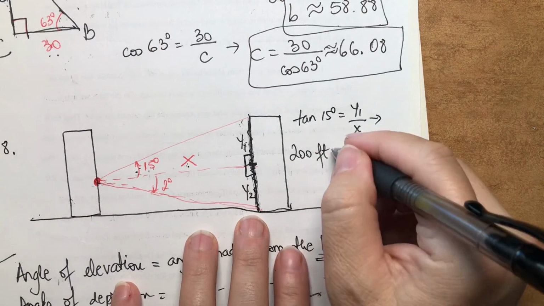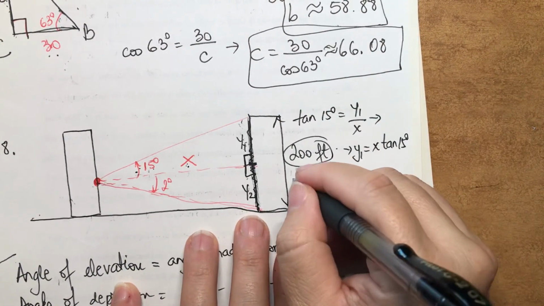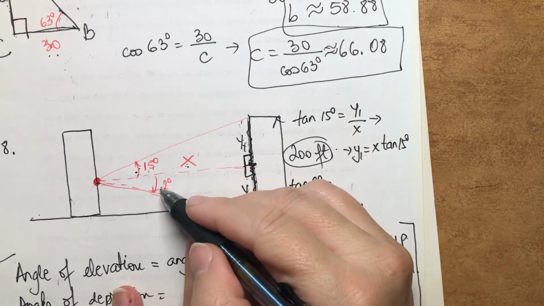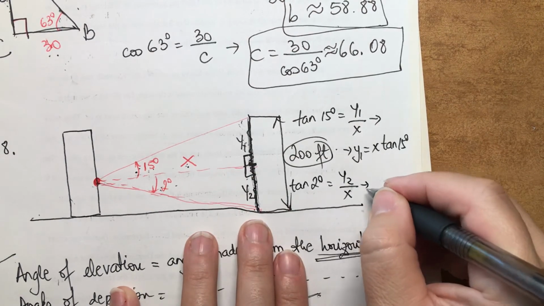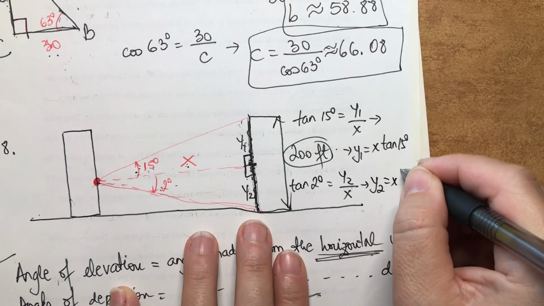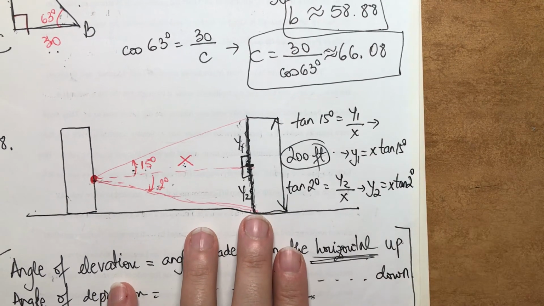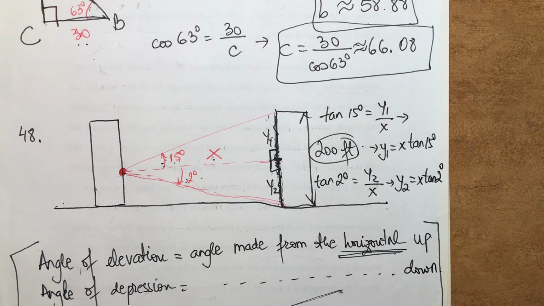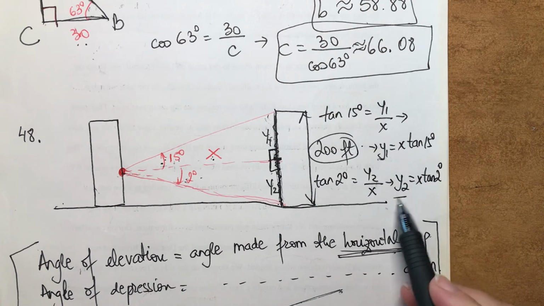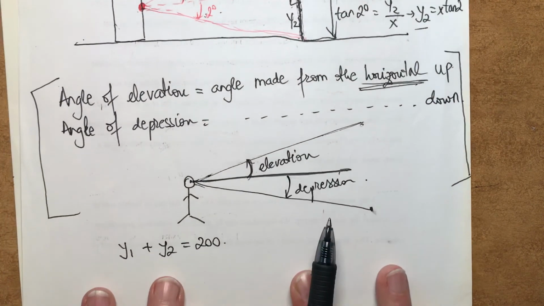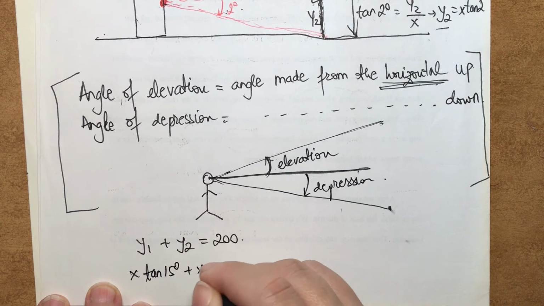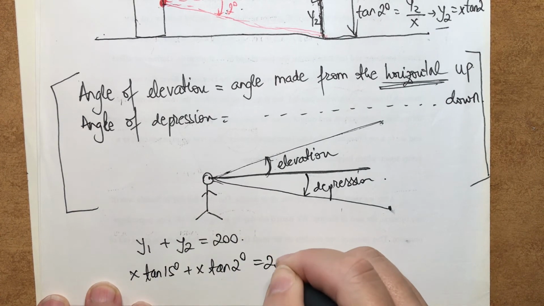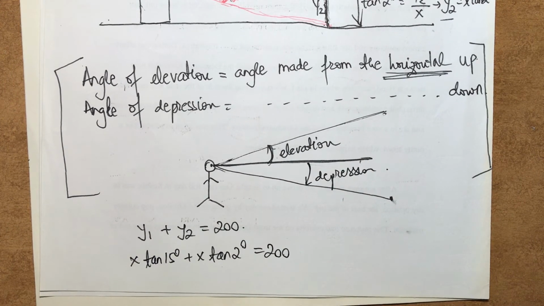And the same thing, tangent of 2 degrees. This angle of elevation is the opposite, which is y2, over the adjacent x. So y2 is equal to x times tangent of 2 degrees. Okay, so what did I say? I said that y1 plus y2, these two pieces, have to add up to 200 feet. So that's x times tangent of 15 degrees plus x times tangent of 2 degrees equals 200. And that's a beautiful equation in x. Solving for this, we find that distance.